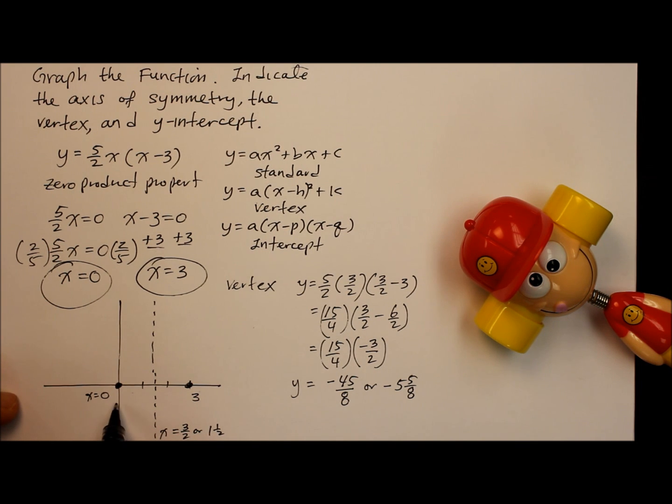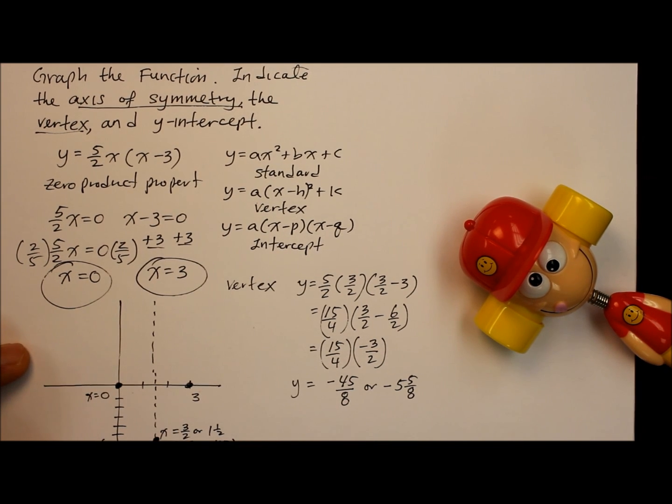So let's count that down. So let's do this. It's going to be weird. Let me condense this. Negative 1, negative 2, negative 3, negative 4, negative 5, negative 6. So negative 5 and 5/8 is somewhere over here. So the vertex is 3 over 2 and negative 45 over 8. Okay, so that answers the vertex. That answers the axis of symmetry.